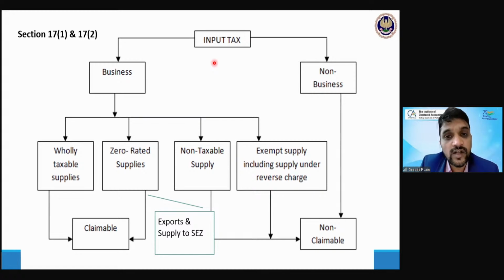Zero rated means zero tax, 0% tax. Then no GST will be available on goods. No, Komal, see, you can unmute so that we can discuss this.